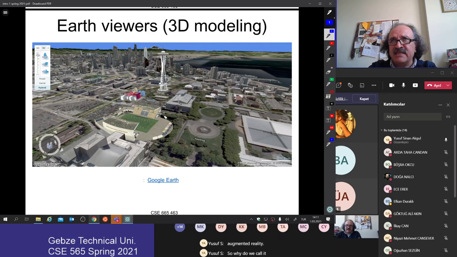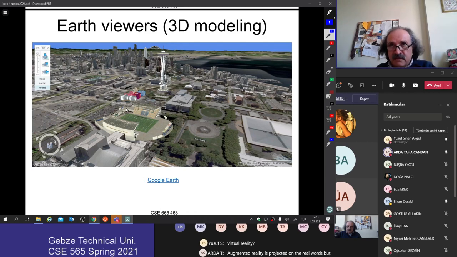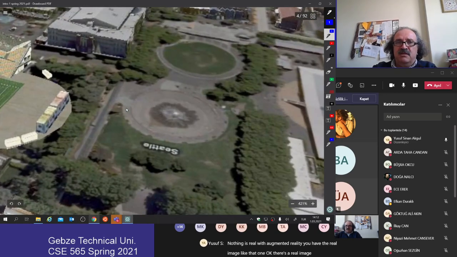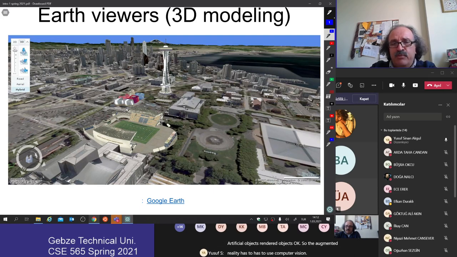So why do we call it augmented reality? Can somebody tell me? It's not real. So why don't we call it virtual reality then? What is the difference between augmented reality and virtual reality? Augmented reality is projected on the real world, but virtual reality is all virtual space. Exactly, Arda. With virtual reality, all the environment is virtual. Nothing is real. With augmented reality, you have the real image like that one. Okay, this is a real image. On top of it, you need to place artificial, rendered objects. So augmented reality has to use computer vision to recognize the positions of these buildings.